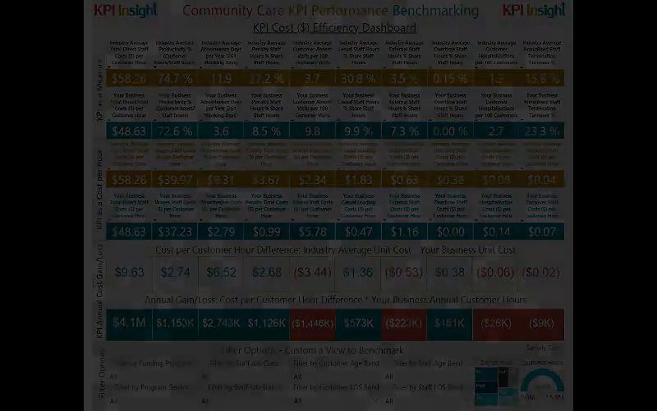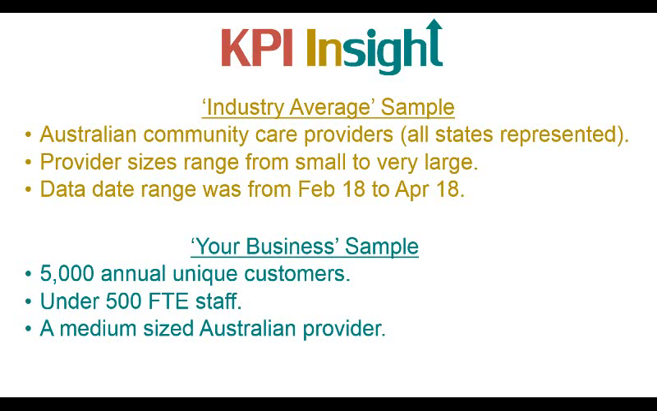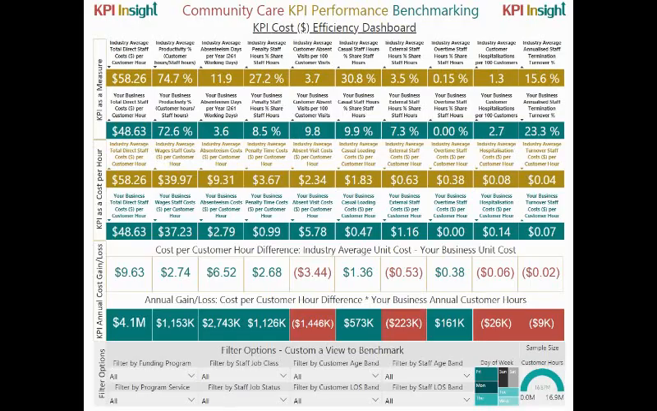Some housekeeping. The industry average consists of a small sample of community care providers across Australia from various sizes and portfolios. The date range was Feb 18 to April 18. Your business is a dataset containing over 5,000 individual customers and just under 500 full-time equivalent staff, or FTE, a medium-sized provider in Australia. Annual gains and losses that you see here will be relative to your business size.